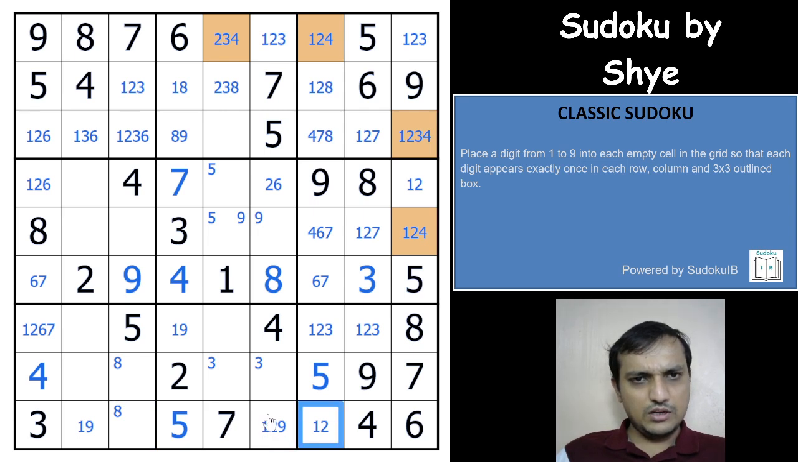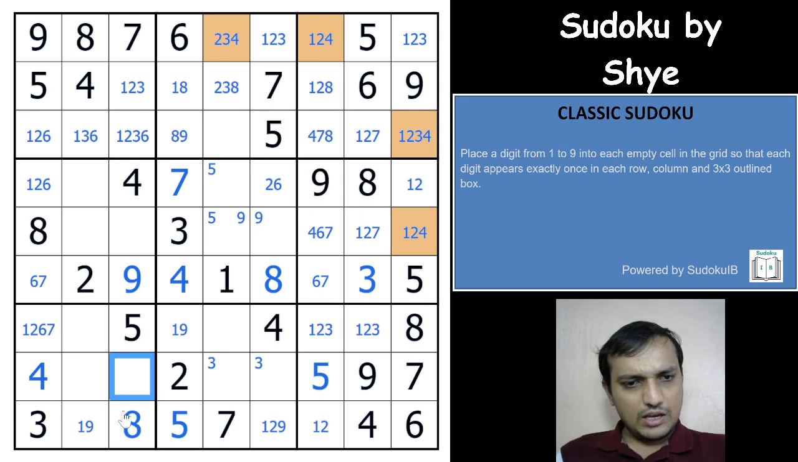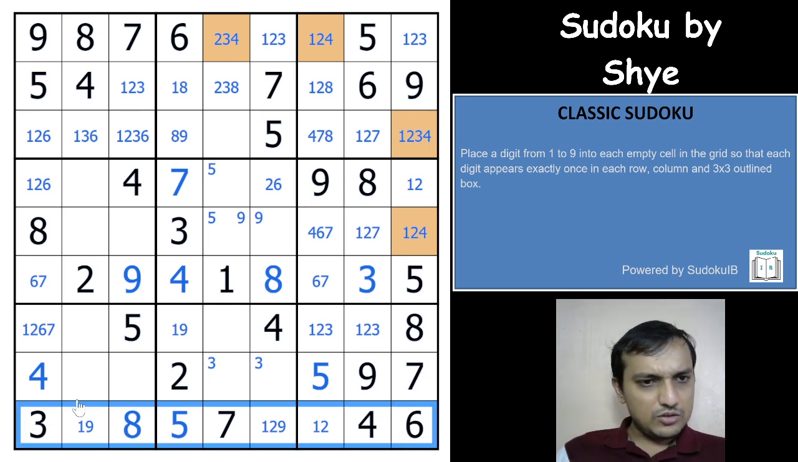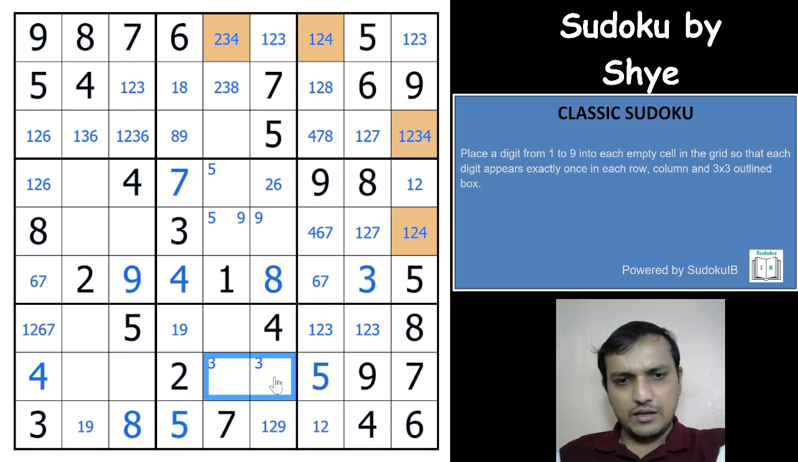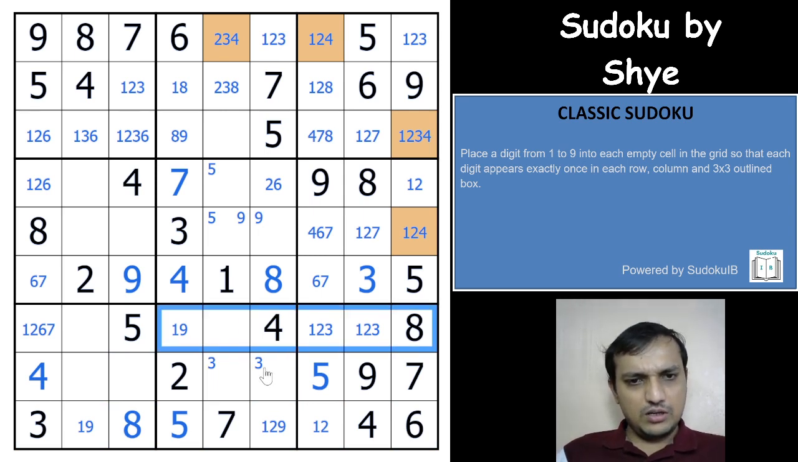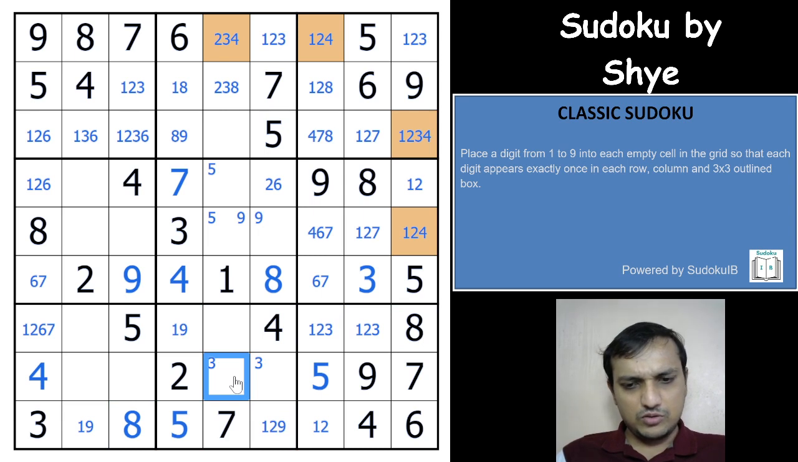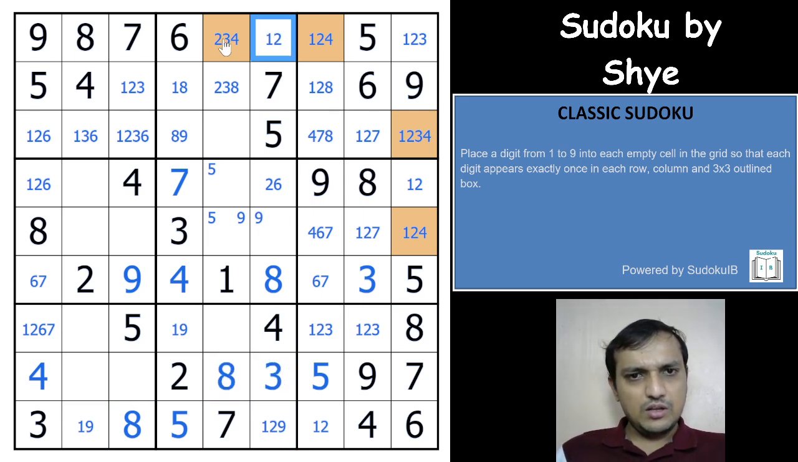8 cannot be here, 8 cannot be here, 8 cannot be here, so this cell is an 8. Where can 8 be in column row 9? So this cell is an 8 here. You have a 3, 8 pair here. So 8 cannot be here, 8 cannot be here, 8 cannot be here. So this cell is an 8, you get a 3 here. That eliminates 3 from this cell.